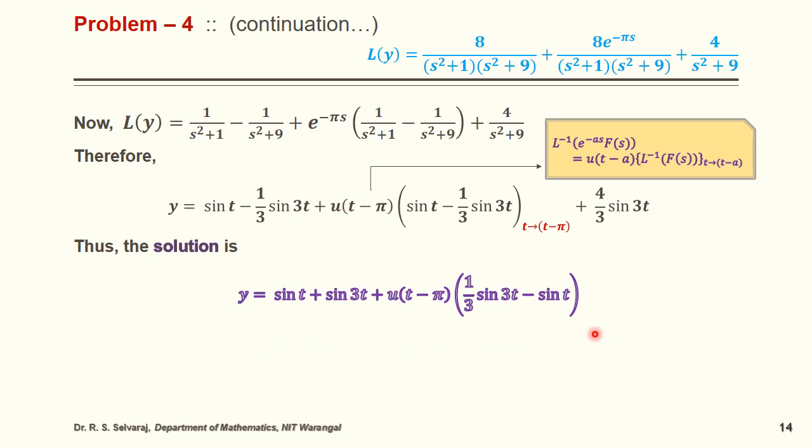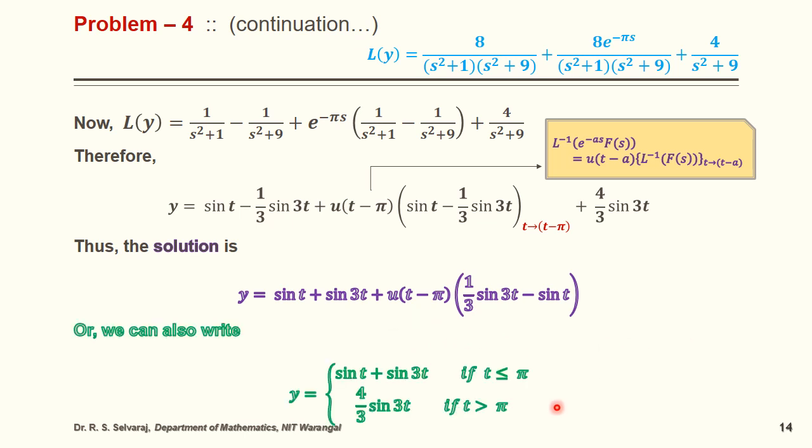We can pause this video and verify that you get this. We can also write this expression, because of the presence of u of t minus pi, in this fashion. Once again, you pause this video and verify yourself that you indeed get this expression for y, right?